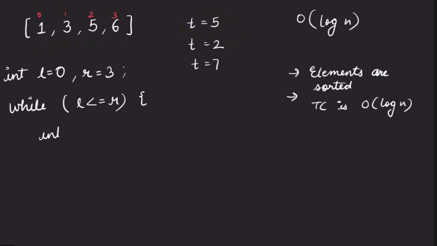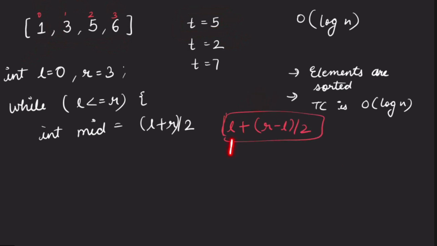Then inside this, we calculate the mid. So for mid, we do (L + R) / 2. Now in some cases, we use this formula: L + (R - L) / 2. This formula is used when the values of L and R are very large, because when you use (L + R) / 2 and L and R are very large, you might get an integer overflow error. But if you use this formula, it will reduce the value, so you won't get integer overflow. In our question, the maximum value of N, L, R is given as 10 to the power 4, so you can use any of them, right?